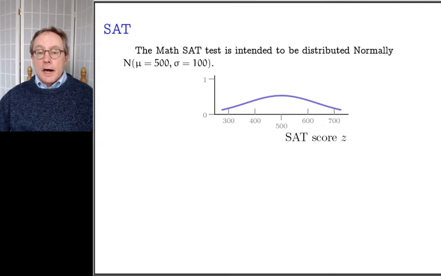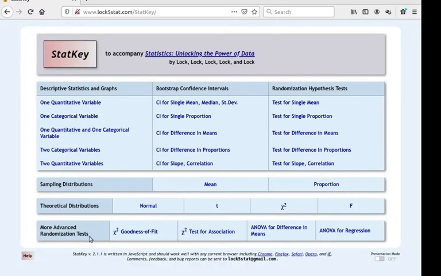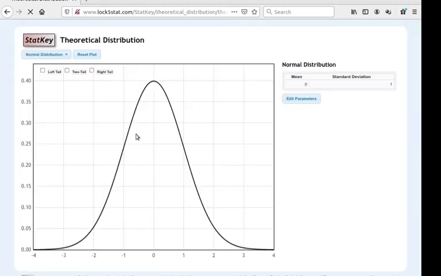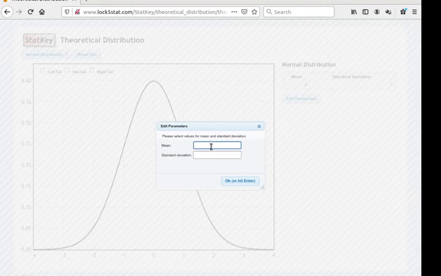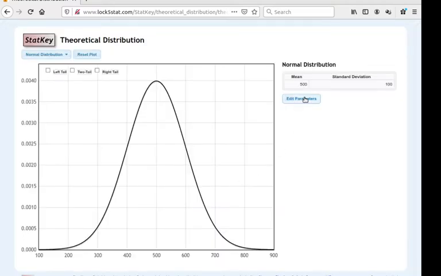Okay, now I can get StatKey to pop up a normal curve with a mean of 500 and a standard deviation of 100. There we go. I can get StatKey to give me a normal curve by clicking on normal. And I'm going to ask it for a mean of 500 and a standard deviation of 100. You see, when I edit the parameters to get a 500 and a 100, then I am indeed looking at a graph that looks a lot like the picture that I just had on the slide. Mean of 500, standard deviation of 100.